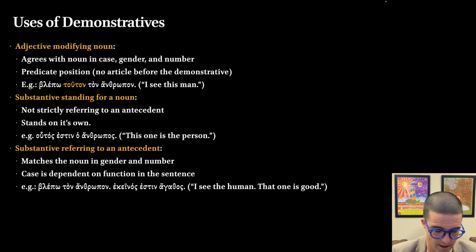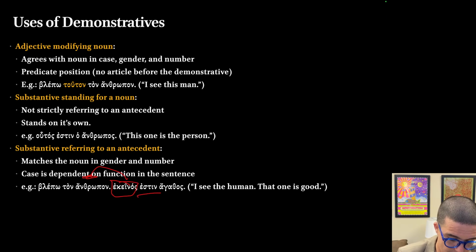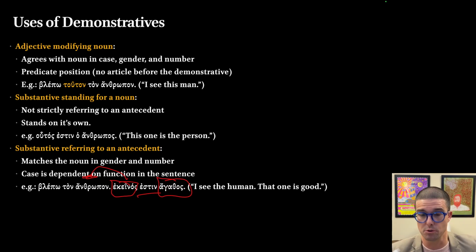Good work, good answer. So the case is dependent on the function in the sentence. For example, blepo ton anthropon, I see the human. Ekenos estin agathos. That one, estin agathos, is good. That one is referring back to the human. And once again, this is going to be the nominative case because it is the subject in this subject-predicate relationship with the to be verb.